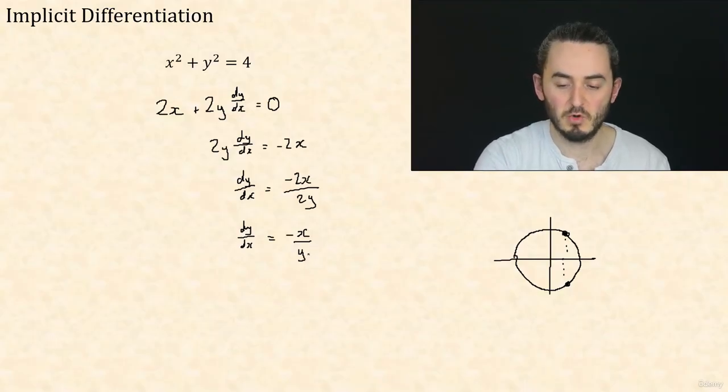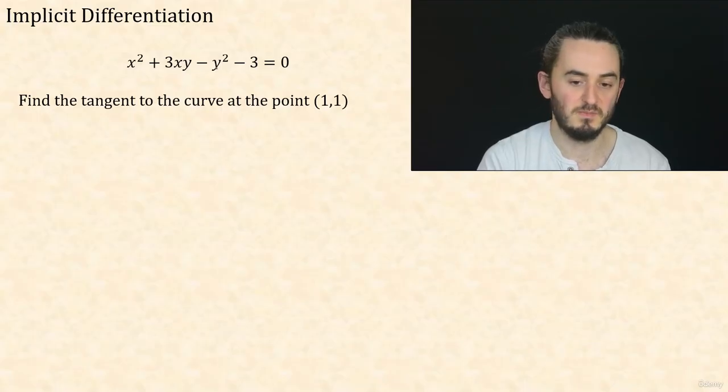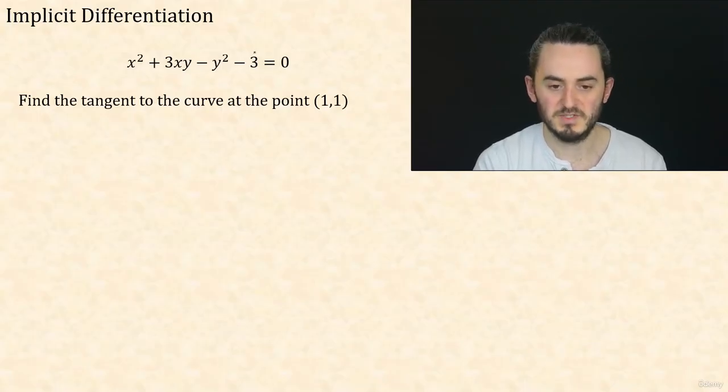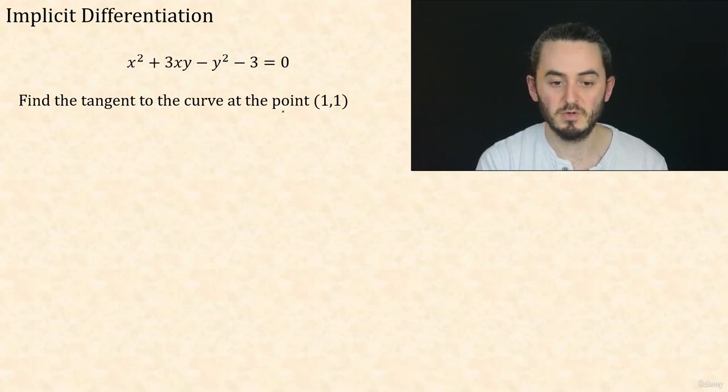Okay, let's look at some more complicated examples. So we've got this weird shape here, x squared plus 3xy minus y squared minus 3 equals 0. I don't know what this is. Maybe it's an ellipse or a hyperbola or something quirky like that. So I want to find the tangent to the curve at the point 1, 1. So we've got our point, we just need the gradient. So I need to know what is the gradient of the curve at that point.